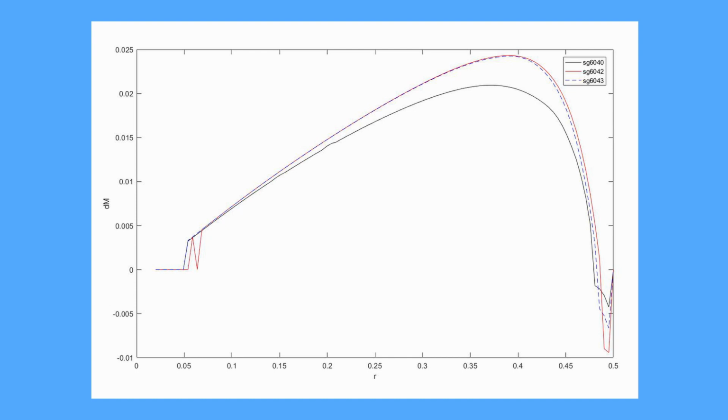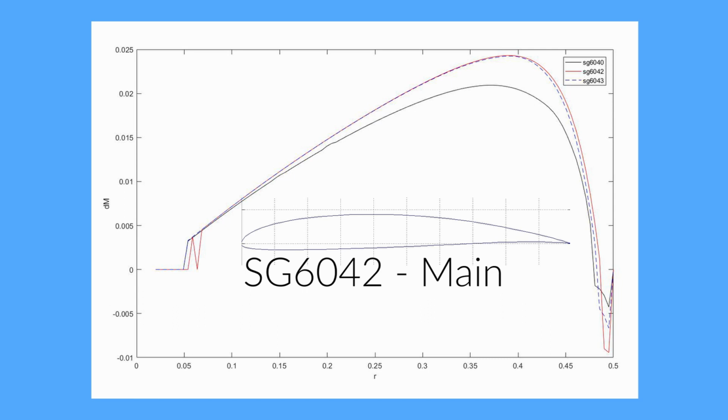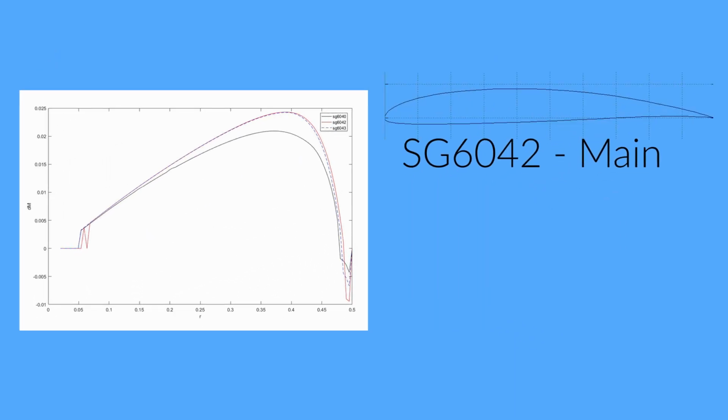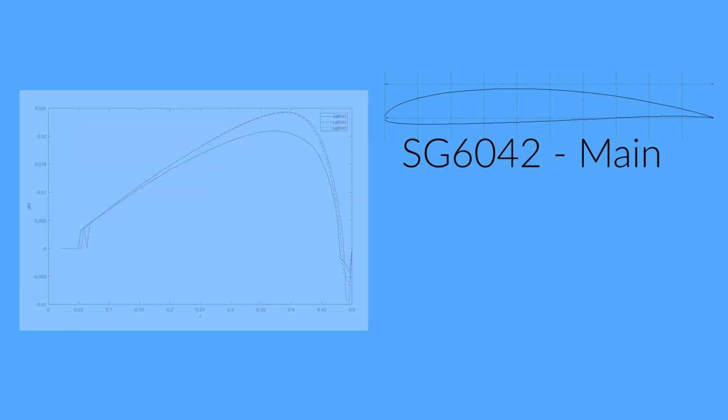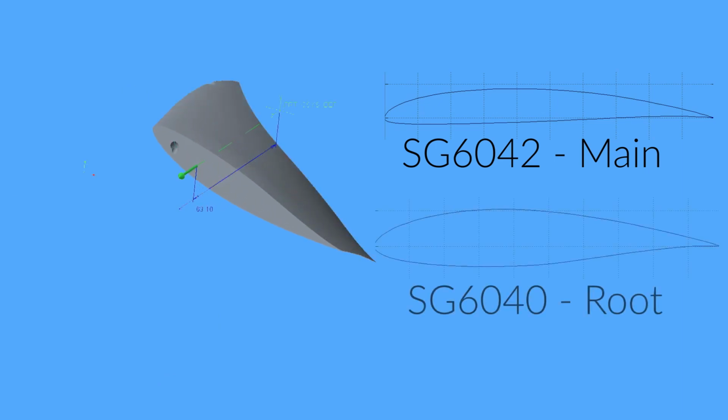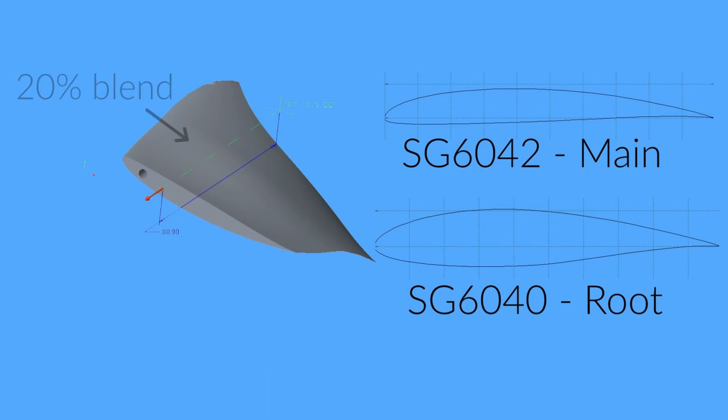From the figure, we can see that SG6042 has the best overall performance, hence we have chosen it as our main airfoil. For the root of the blade, we have chosen SG6040 as it is thick and has a larger stall angle. Using MATLAB, we found that blending the SG6040 to the more aerodynamic SG6042 at 20% blade radius was a strong compromise to maintain structural integrity and performance.